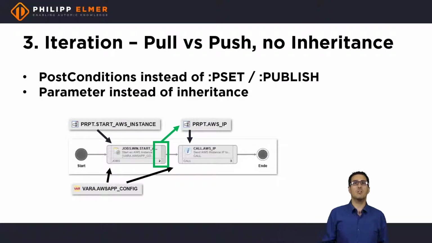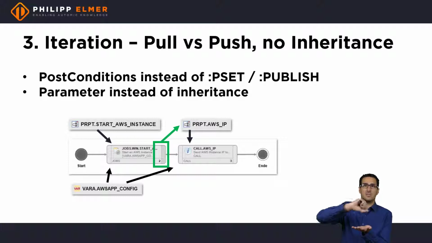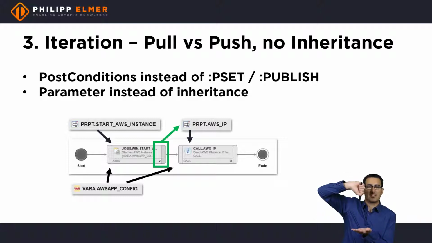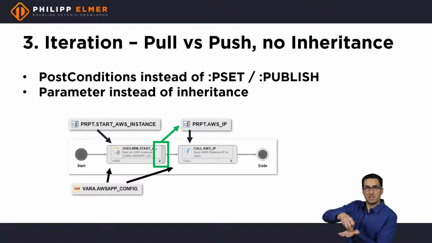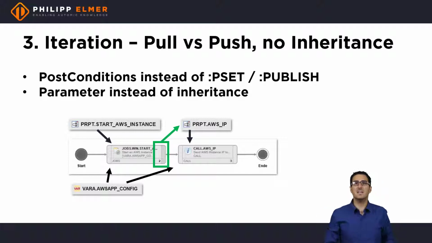My objects may no longer use publish or pset. That's because these script statements push their values from the bottom up, from the task level to the workflow, so to speak. Instead, the workflow should extract the values it needs from the job. This is done by using post conditions in the workflow. In my case, it is the IP address that is pulled out of the job by the post condition. The IP address can then be passed on to the notification object. The notification also gets a prompt set, and the workflow passes the value to the notification.